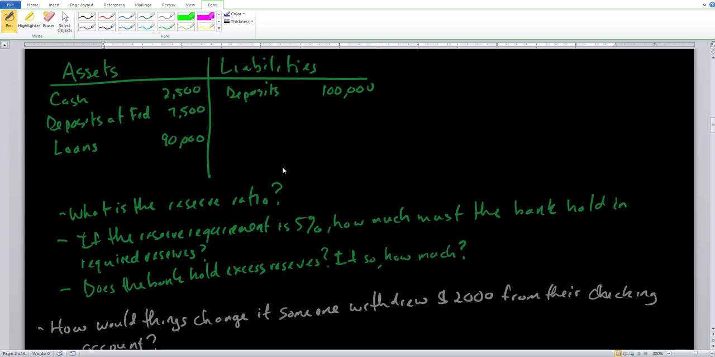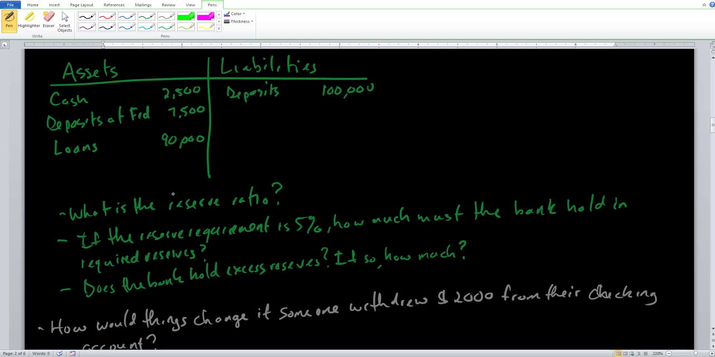So first of all, we have assets, we have liabilities, we have an initial banking T account. We have cash, deposits to the Fed, loans, also deposits, and you notice that yes, the left-hand side does equal the right-hand side, so $100,000 equals $100,000. We are good to go. Anytime you see a balance sheet that does not balance, that means something has gone wrong with the bank and that you should probably go ahead and get a little bit more information.